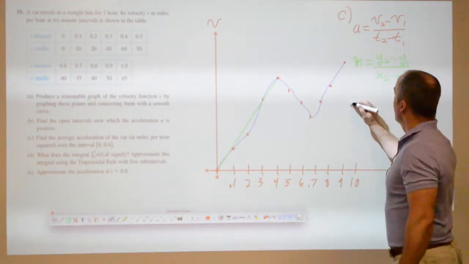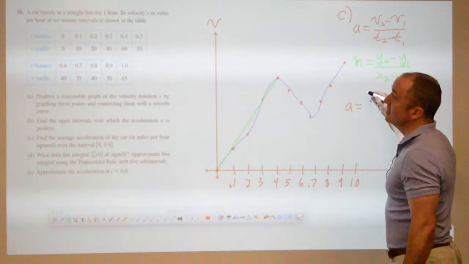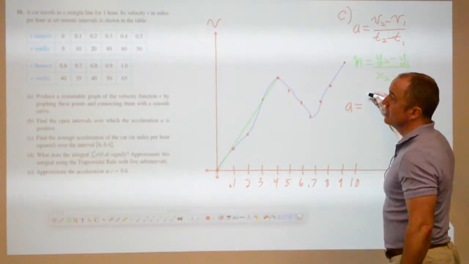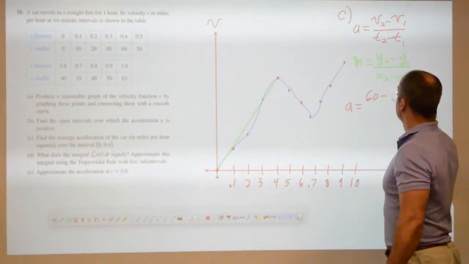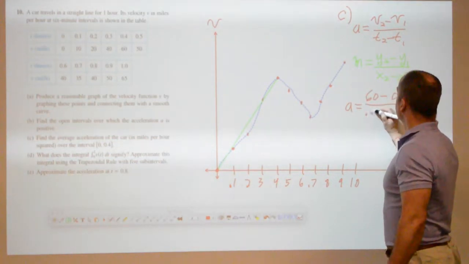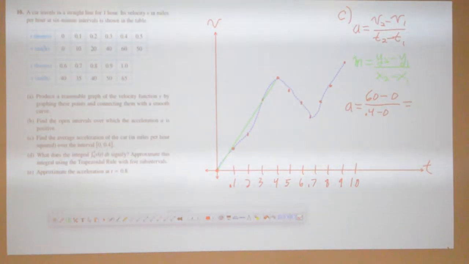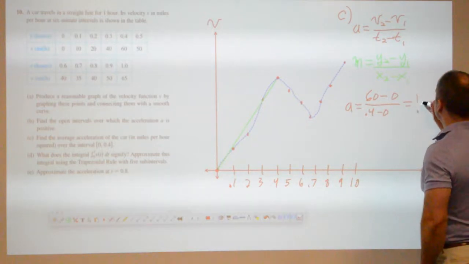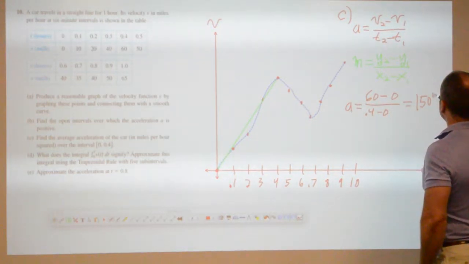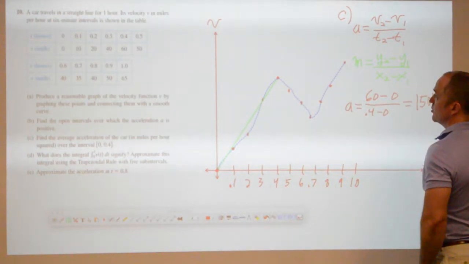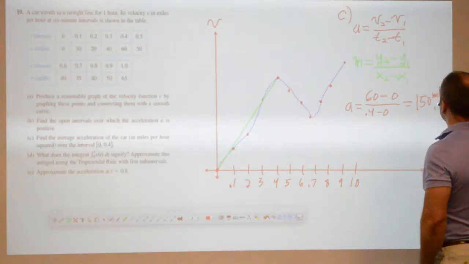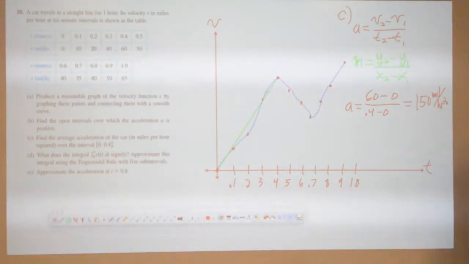Okay, so for this exact one, our average acceleration is our velocity at 0.4, which is 60, minus our velocity at 0, which is 0, divided by 0.4. 60 divided by 0.4 is 150. So that's 150. What would my unit be? Miles per hour squared. Yeah, miles per hour squared. Any questions on that?